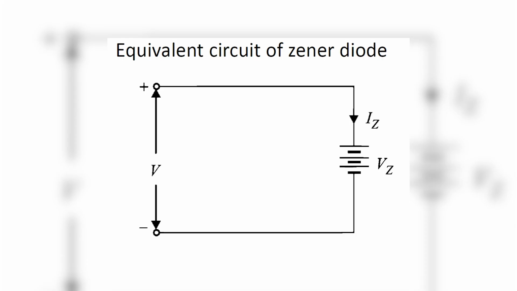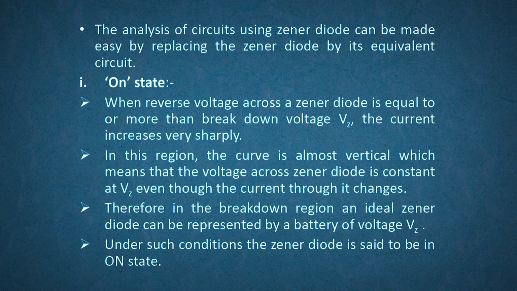Now let us see the equivalent circuit of a Zener diode. Here this picture shows the equivalent circuit of a Zener diode, in which the voltage across the Zener, called the Zener voltage or the breakdown voltage, is shown in the form of a battery, that is, a voltage source. A current Iz is flowing, and the voltage here is capital V. The analysis of circuits using a Zener diode can be made easy by replacing the Zener diode by its equivalent circuit.